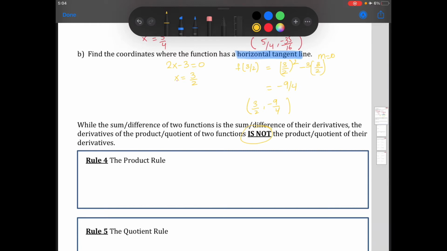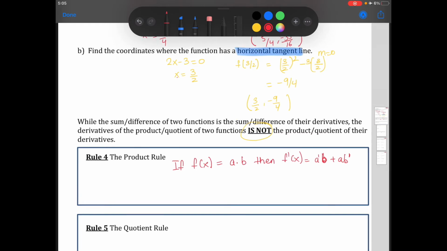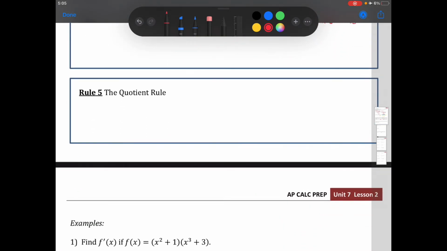So the product rule, I'm just going to write it out. If f of x equals a times b, if you have two functions that are being multiplied, then what would be the derivative of them? f prime of x would be a prime b plus a b prime. Okay, so you take the derivative of the first function times b, plus write the first function and take the derivative of the second function. So that's what you do. Once we do the questions, they'll make more sense.